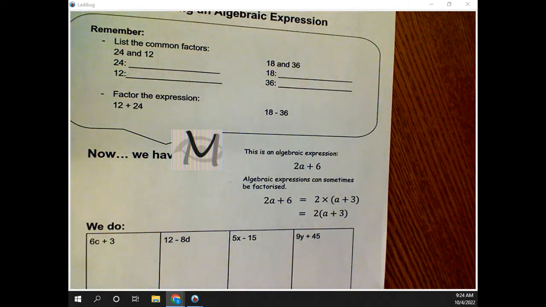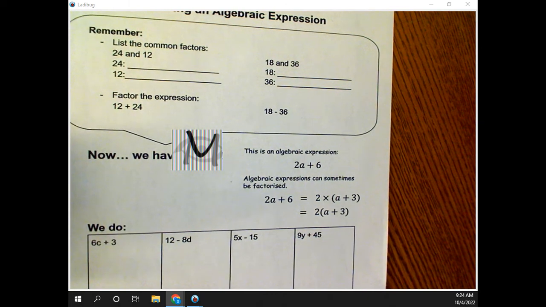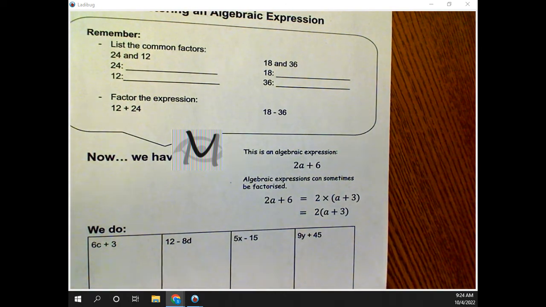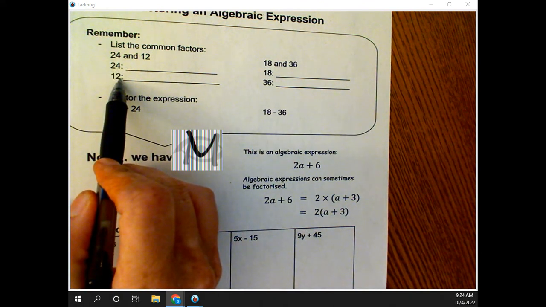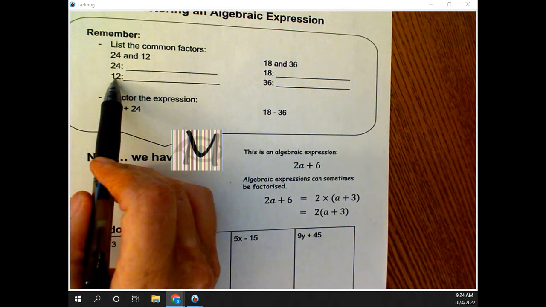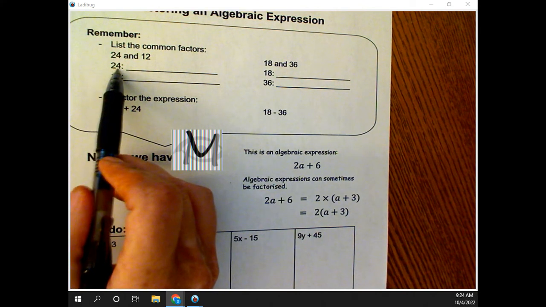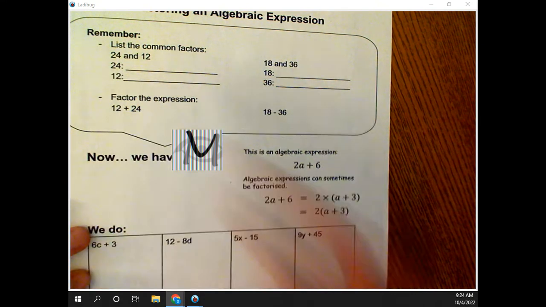And what I refer to this as is almost like the opposite of the distributive property. All right. So the first thing that you're going to do is find a common factor. And the common factor is going to be one that goes into both 24 and 12. And not only the common factor that I'm looking at, it's going to be the greatest common factor. All right. So when you're looking at 24, what goes into 24?